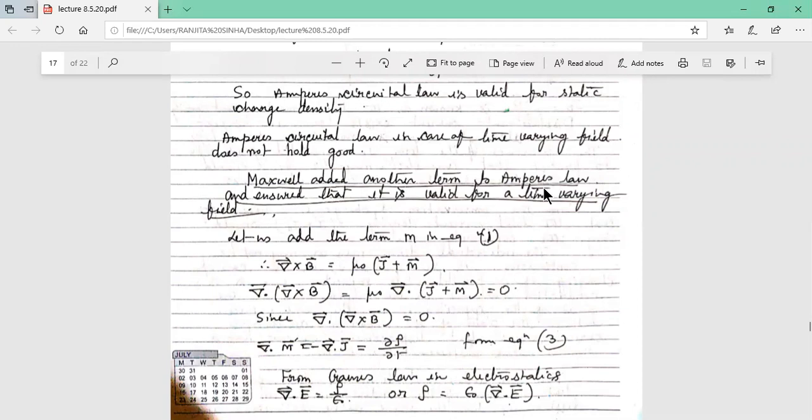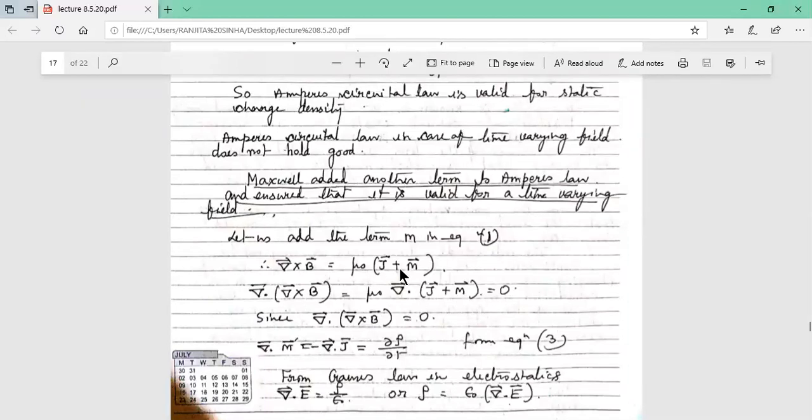Now, curl of B equal to mu 0 J was Ampere's circuital law, and now that extra term M is added. We take divergence on both sides. So divergence of curl of B equals mu 0 into divergence of J plus M. Now, as the divergence of any curl is 0, this term equals 0.